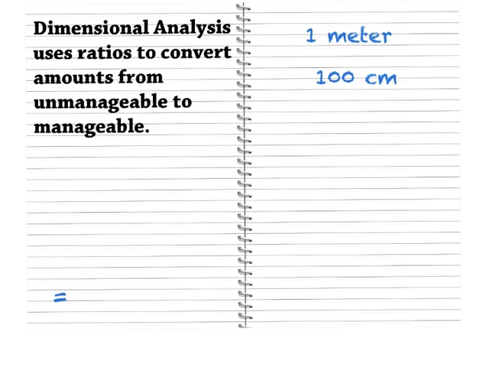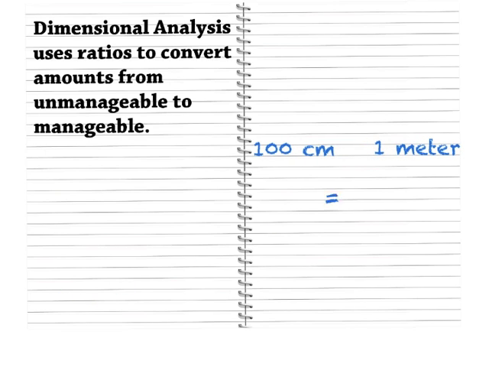So dimensional analysis uses ratios to convert amounts from unmanageable amounts to manageable amounts. So we take a look here at, we have 1 meter here, and we also have 100 centimeters. We know those two to be the same. And so we can write a little equation down here saying that they are equal. And actually, we can reverse that. 1 meter equals 100 centimeters, and 100 centimeters equals 1 meter.